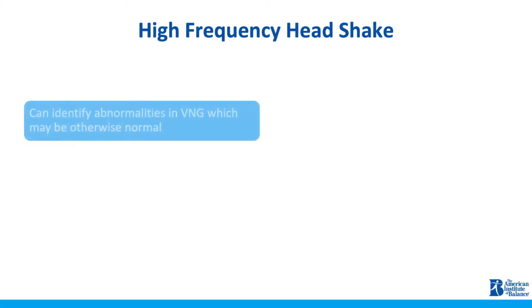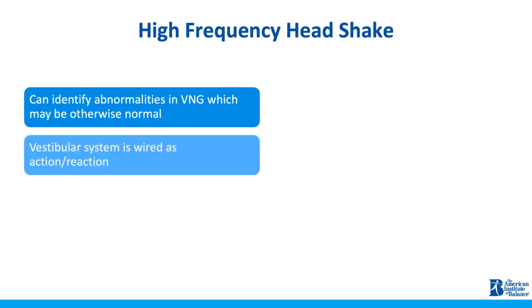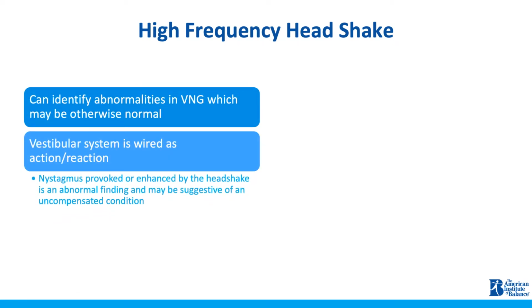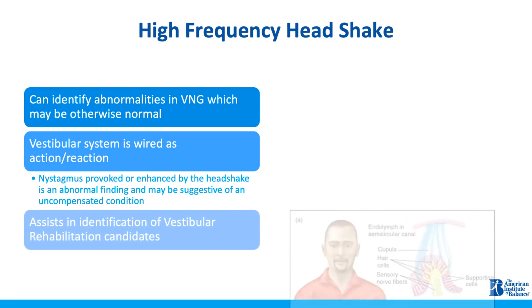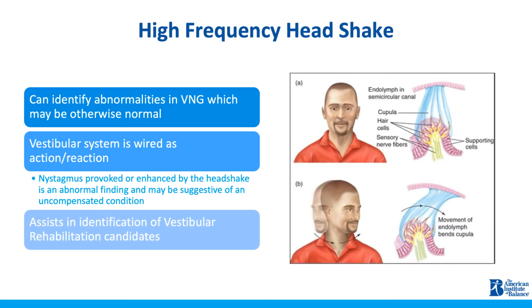The high-frequency headshake is a dynamic test that can easily be included into the video nystagmography battery. With the high-frequency headshake, the patient is rapidly exciting the peripheral vestibular systems. Remember, when one system is excited, the contralateral side is inhibited. In the case of a rightward head turn, the right ear is excited and the left is simultaneously inhibited. The opposite is true for a leftward head turn. The high-frequency headshake is rapidly exciting and inhibiting the ears over and over.